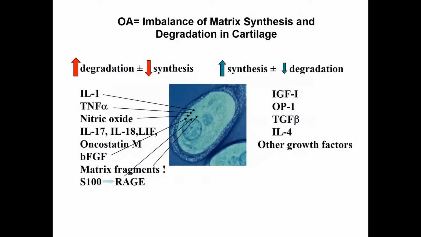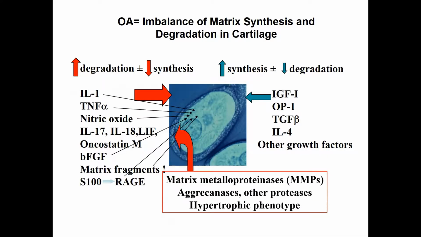And over the years, we've learned that there's a whole host of mediators that are present in OA cartilage that are produced by chondrocytes that stimulate the degradation and inhibit the synthesis. And then there's growth factors that are also present that stimulate synthesis and inhibit degradation. So normally you sort of want a balance in these two sides. But what happens in osteoarthritis is that this side becomes much more active than this side, and that results in production of all these enzymes that degrade the cartilage.